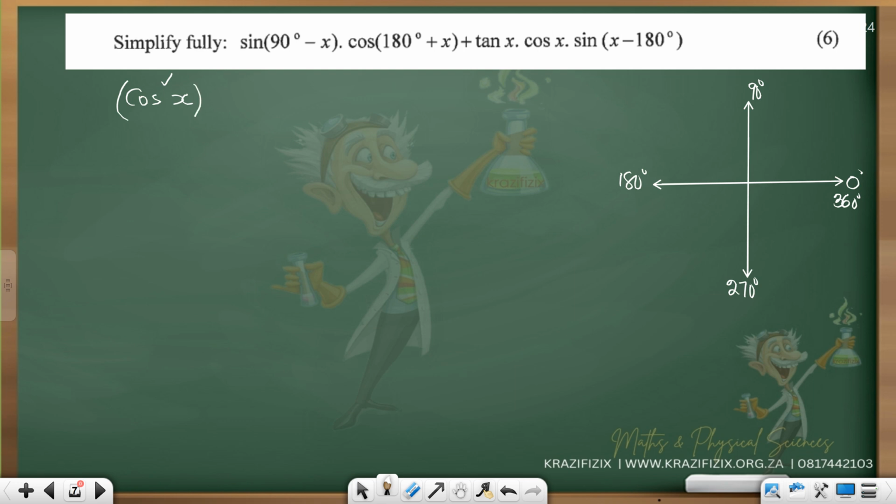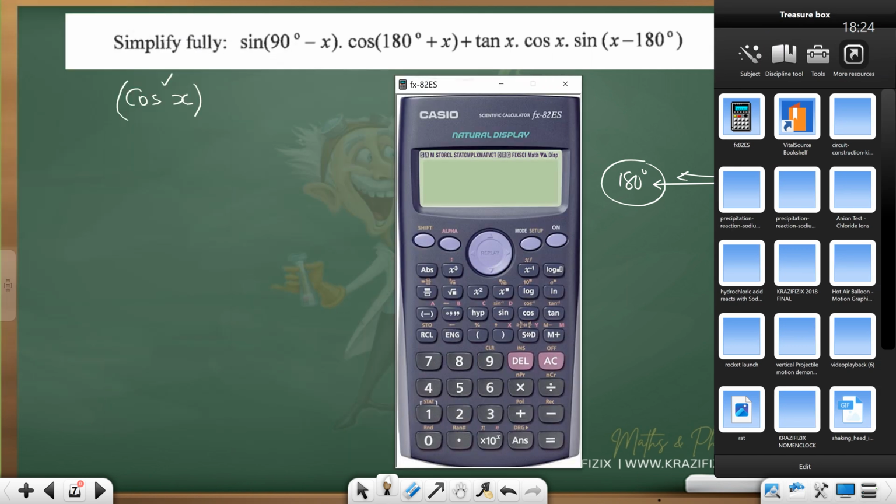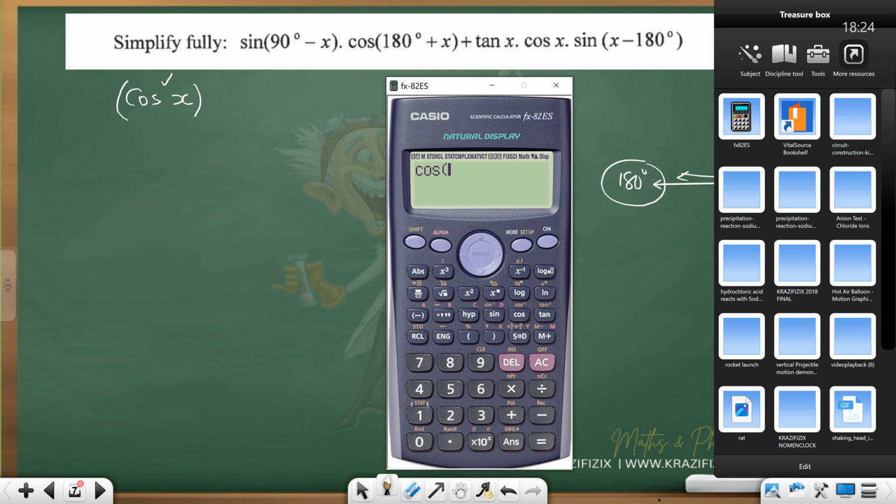Next. Cos 180. Look at where 180 is. Am I changing? You are nodding your head. You see, when it goes horizontally, it's a no. When it goes vertically, it's a yes. So at 180, I am not changing. It remains as cos. But is it positive or negative? Check here quickly. This is actually going to be a negative. Why? I'm in the 3rd quadrant, and cos is negative. So we must know that as well.